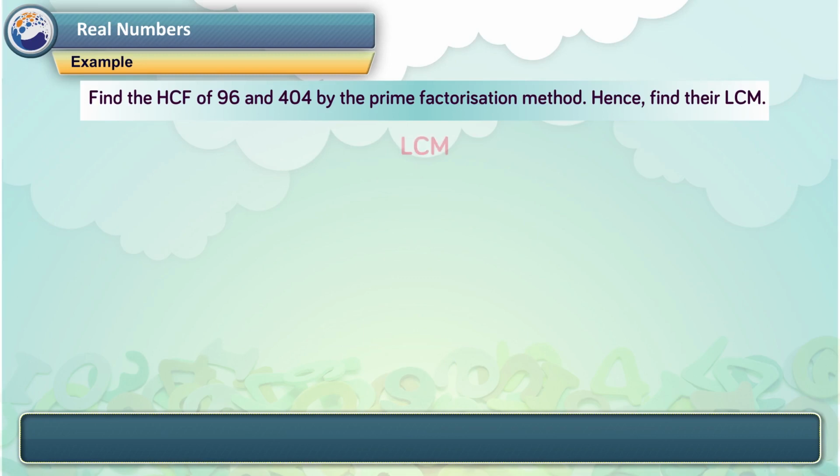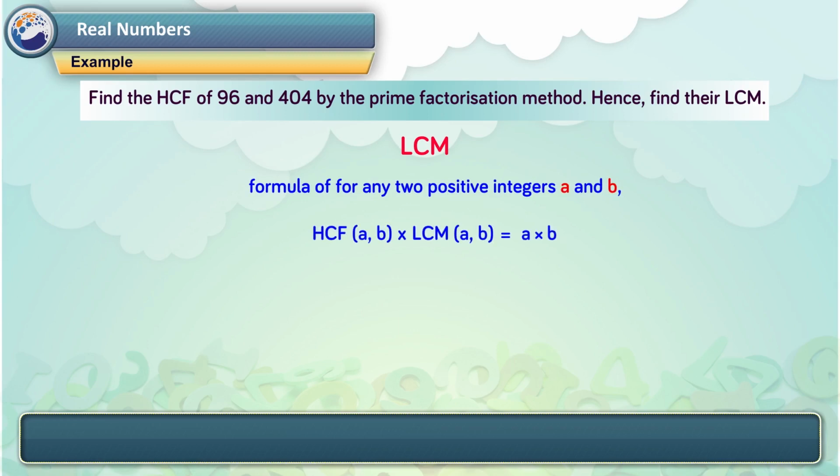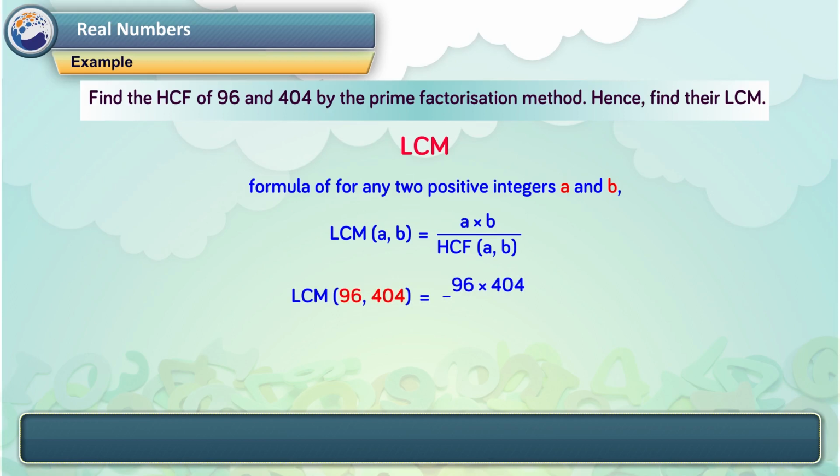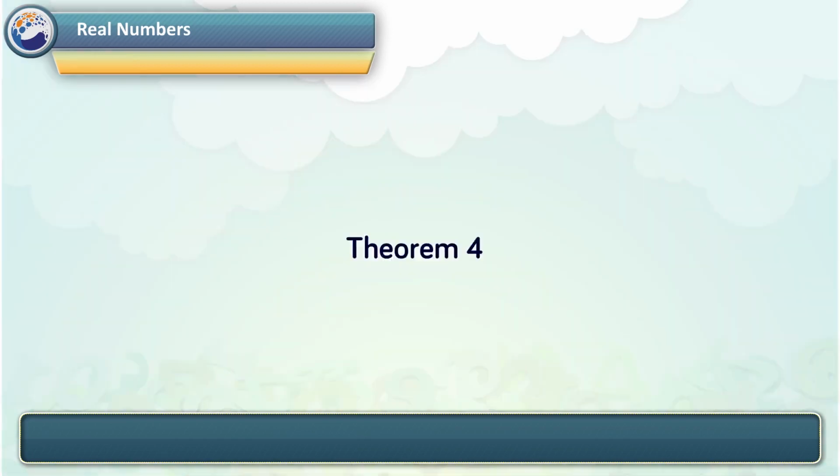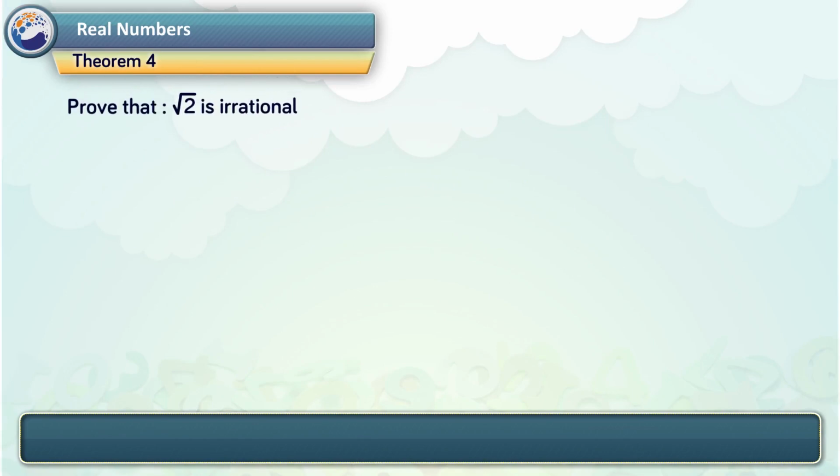Formula to find the LCM of any two positive integers a and b: LCM of a and b is equal to a into b upon HCF of a and b. Therefore, LCM of 96 and 404 is equal to 96 into 404 upon 4, that is equal to 24 into 404, which is equal to 9,696.